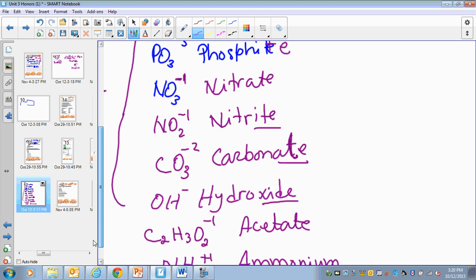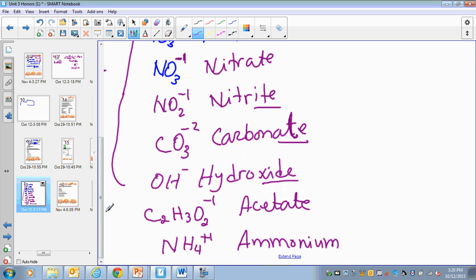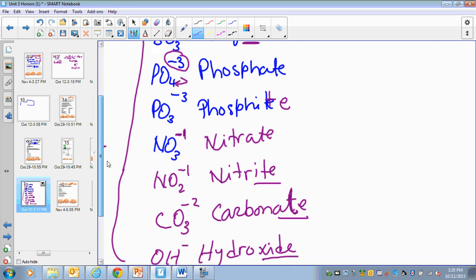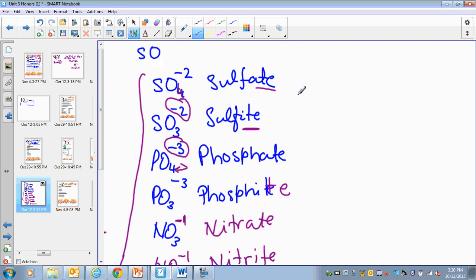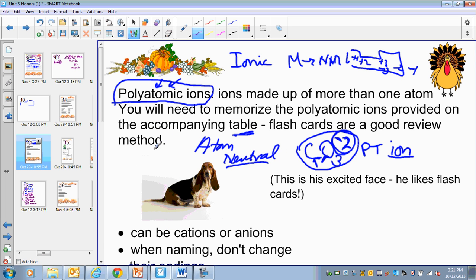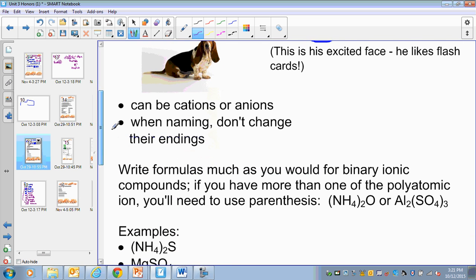And it has to be memorized soon, because as we move further on, we will be using them all the time. It's not a matter of just this unit or this one quiz or one test; we will be using it all through the year. And if you don't memorize it, you will be losing points all through the year. As long as you memorize the polyatomic ions, the rest of the story is not a big deal.